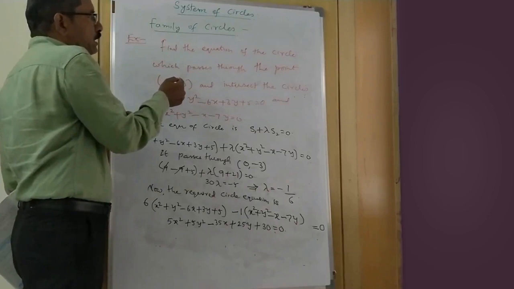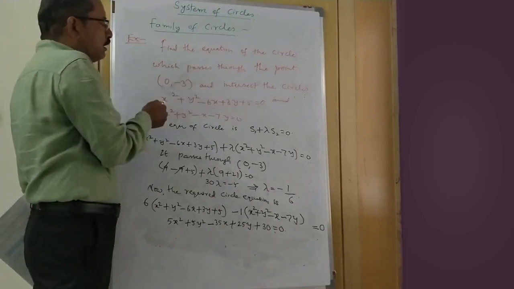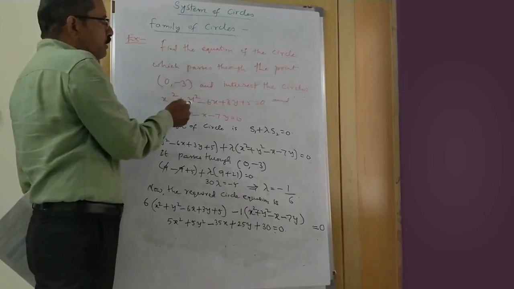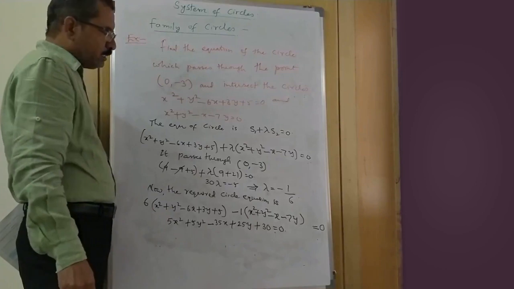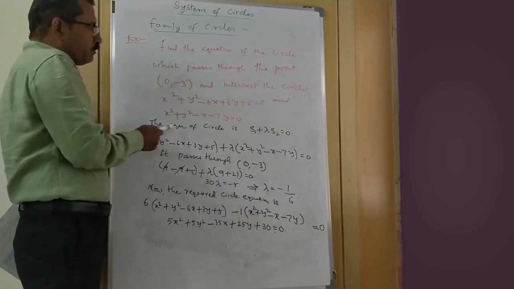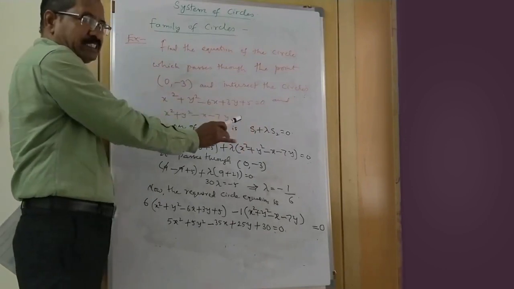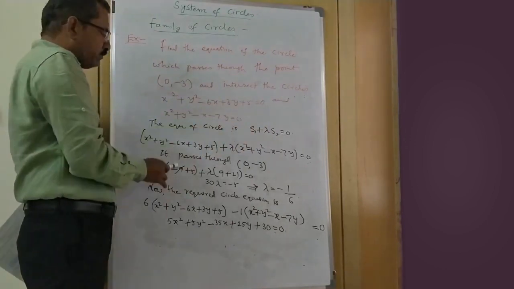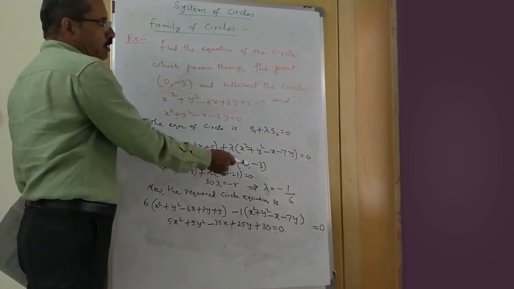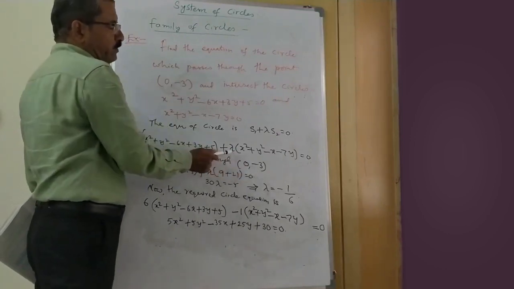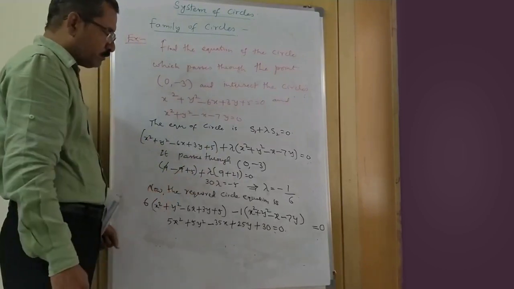Find the equation of the circle which passes through the point (0, minus 3) and the intersection of the circles x square plus y square minus 6x plus 3y plus 5 is equal to 0 and this one. What are we taking? S1 plus lambda into S2 is equal to 0. Why? Because it passes through the intersection points of the two circles. And then it passes through (0, minus 3). By using this I find the value of lambda and then substitute. Okay, I will get the answer.